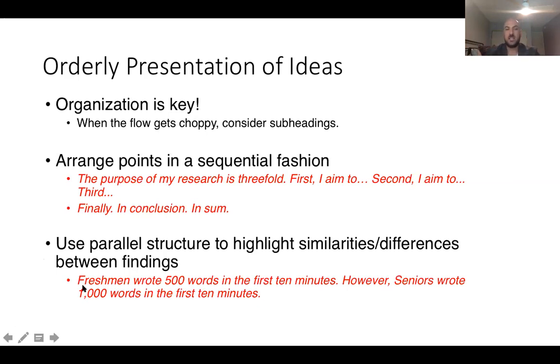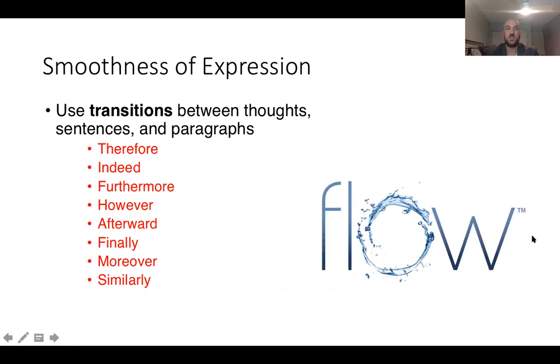So imagine a sentence like this. Freshmen wrote 500 words in the first 10 minutes. However, seniors wrote 1,000 words in the first 10 minutes. They're almost identical sentences, right? Except the first one's talking about freshmen rather than seniors, and the first one's showing 500 words in the first 10 minutes rather than 1,000 words. By using the exact same sentence structure, it makes it really clear how they're similar and how they're different between freshmen and seniors. It's fine to use this. It's not lazy writing. It's strategic.